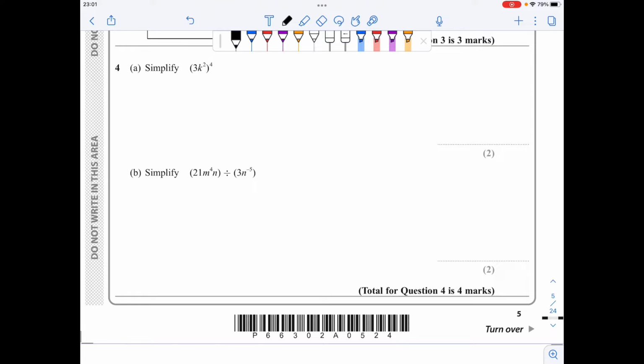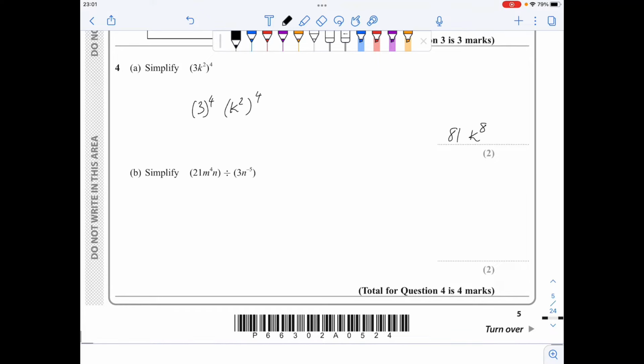In question 4, part A, the power of 4 applies both on 3 and on k squared. 3 to the power of 4 is 81, and then for the k, I will multiply the two powers, so I get k to the power of 8.